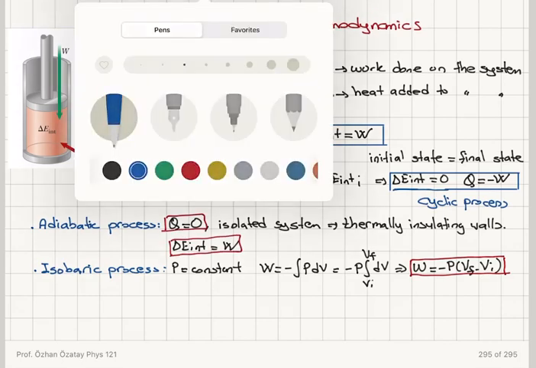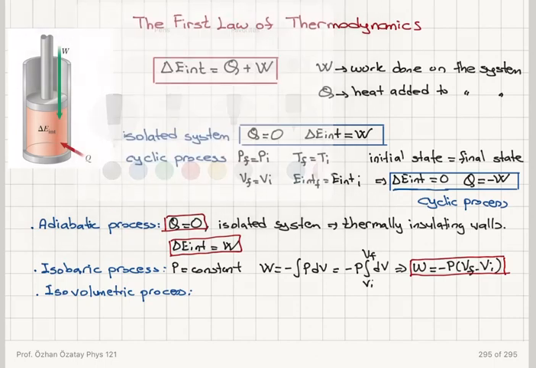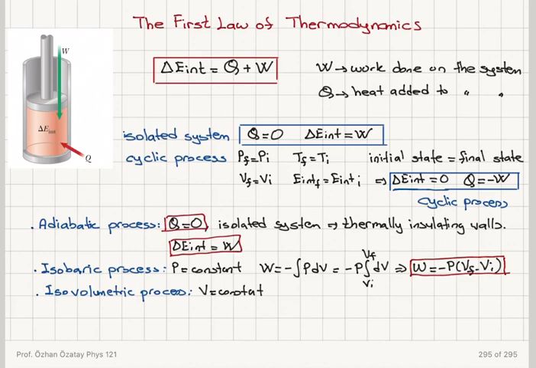And now I have isovolumetric process. In the isovolumetric process, the volume is a constant. And if you look at the work done, minus P dV, since the volume is a constant, it is 0. Therefore, the total work done is 0. So that means the change in internal energy will be equal to Q.